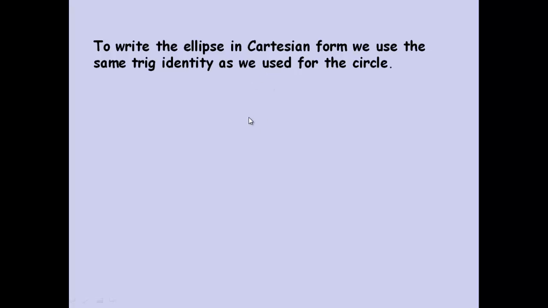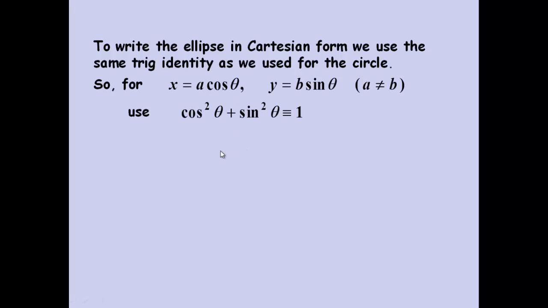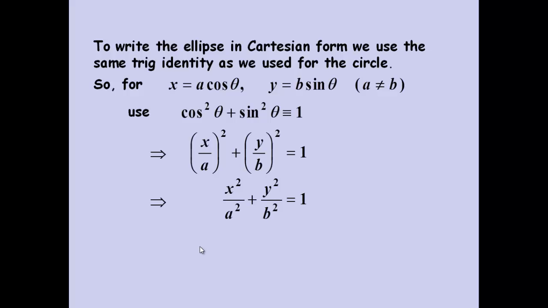To convert the ellipse into Cartesian form, we need to use a trig identity. We know that cos squared theta plus sine squared theta equals 1. So, well, if cos squared theta is replaced with (x over a) all squared, and sine squared theta replaced with (y over b) all squared, we can see we end up with this Cartesian form equation in terms of x and y. And this is a general form of equation for an ellipse.